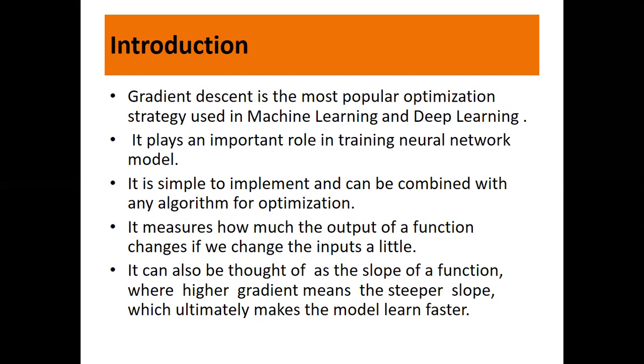So when we talk about how much the output of a function changes if we change the inputs a little bit, here when we are talking about the change in the inputs, it is not the actual input, it is the weight and the bias. It can also be thought of as the slope of a function, where higher gradient means the steeper slope, which ultimately makes the model learn faster.